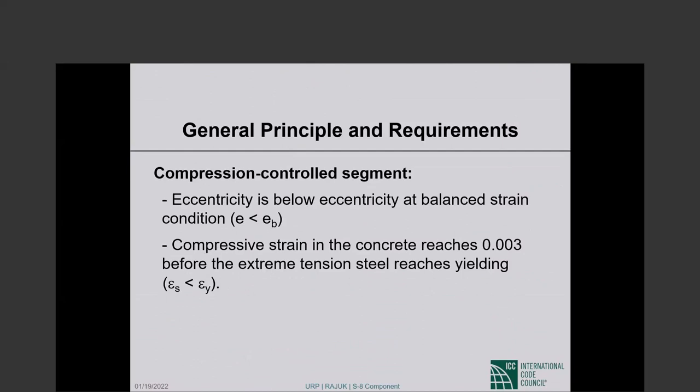Compression control segment, that would be below the balance point. Eccentricity is below eccentricity at balance point. Compressive strain in the concrete reaches 0.003 before the extreme tension steel reaches yielding. So this is compression dominated behavior. The concrete controls the behavior.